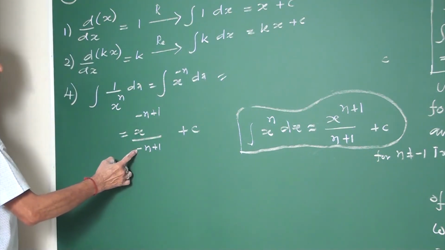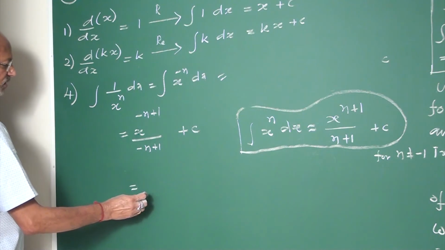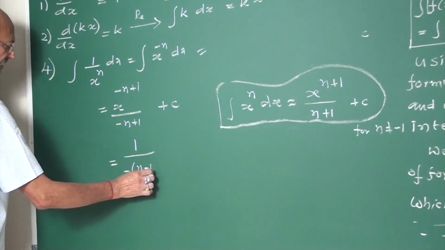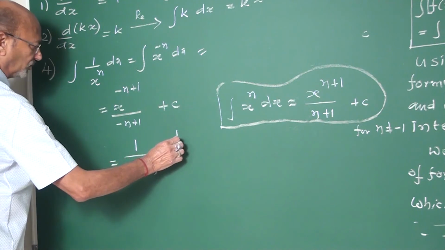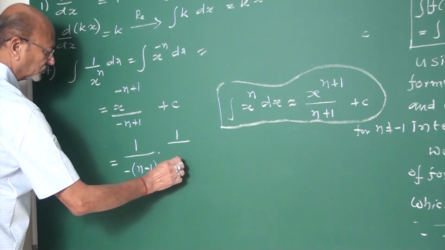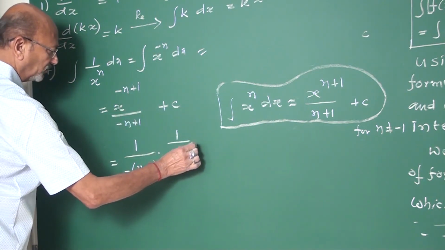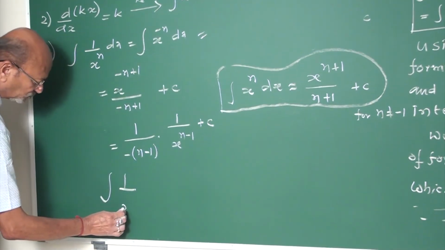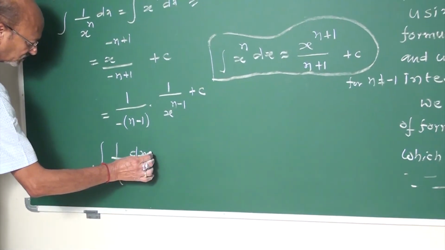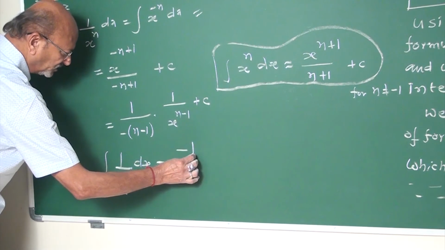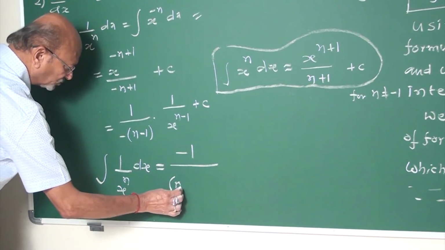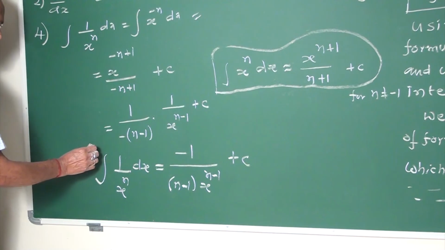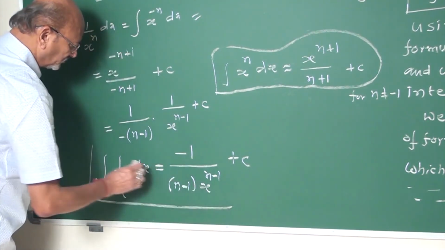Simplify it. This n I take out. This is 1 upon minus, I take out. You get it as what? n minus 1 into, push it down. 1 upon. Minus becomes plus, plus becomes minus. Plus c. Combining, therefore, the integral of 1 upon x to the power n with respect to x is, minus 1 upon denominator n minus 1 into x to the power n minus 1 plus c. This is your formula, my friends.